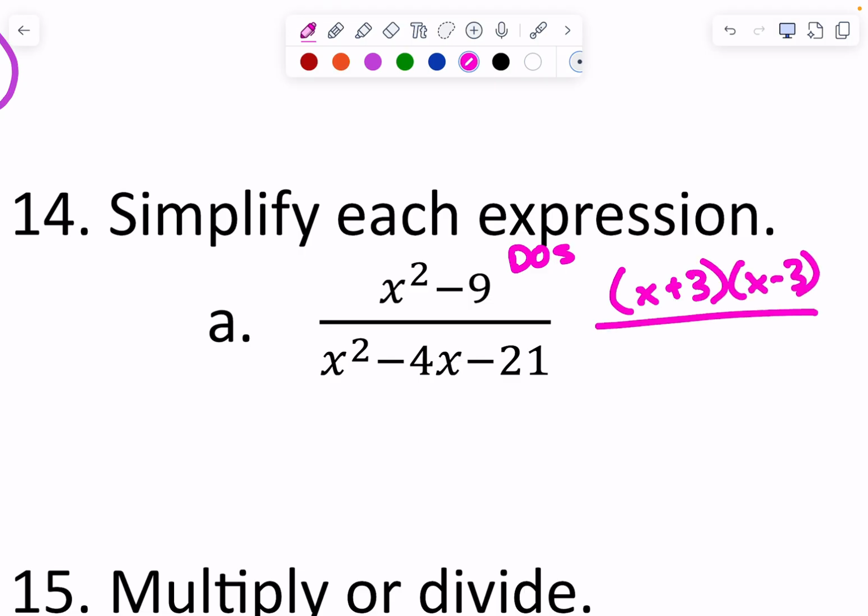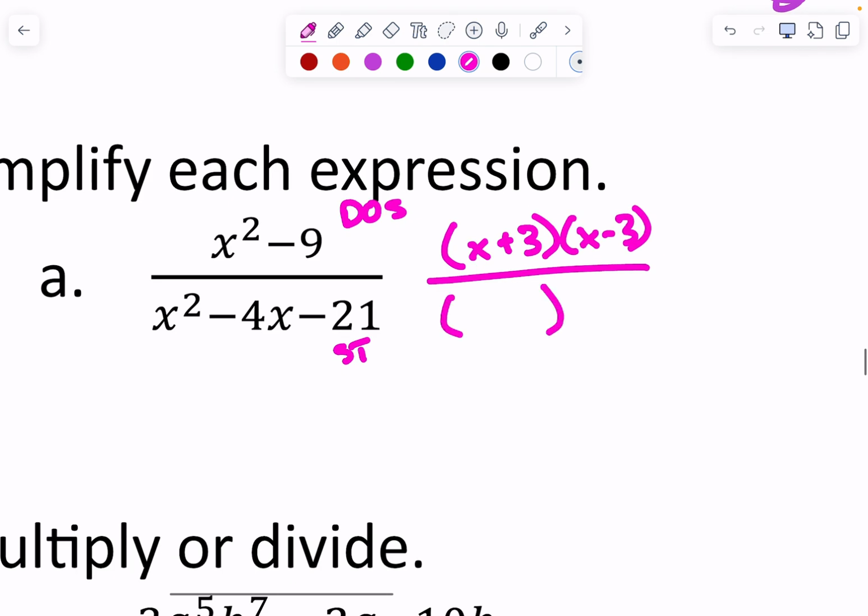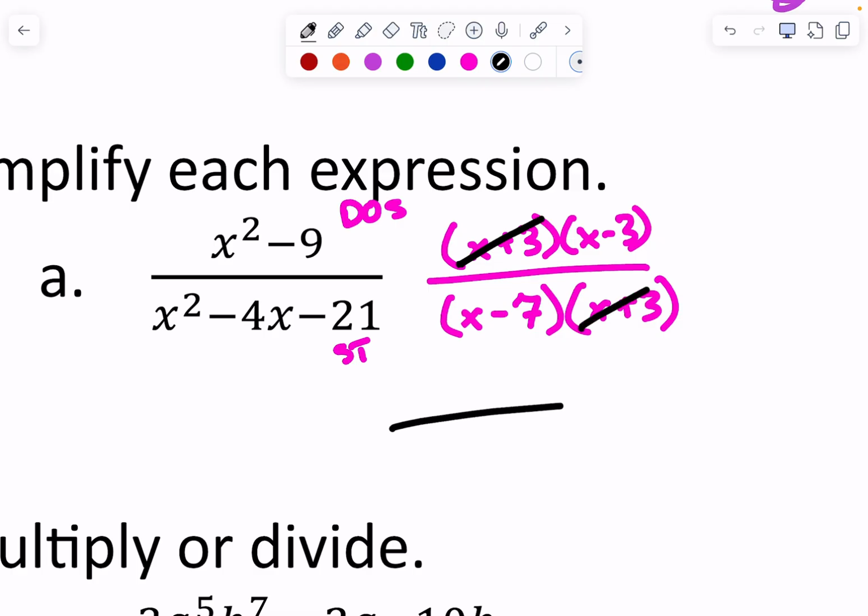Okay, the bottom is a simple trinomial. Multiply to get 21, add to get 4. 13? No. 7 and 3, x plus 7, x plus 3. Okay, and then we can cancel. And so the final answer is x minus 3 over x plus 7.